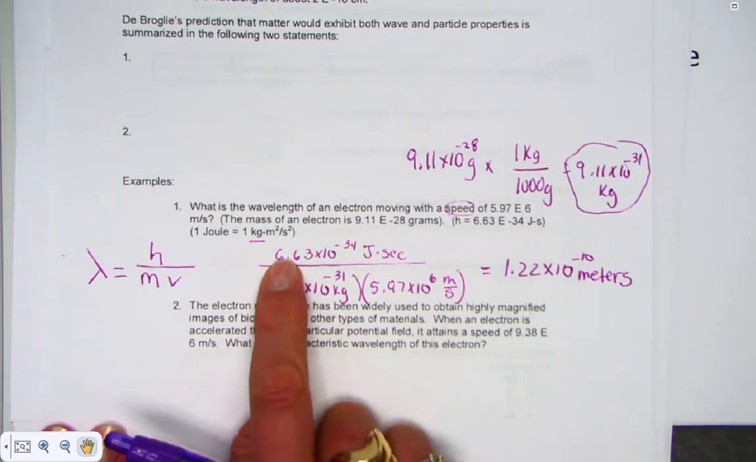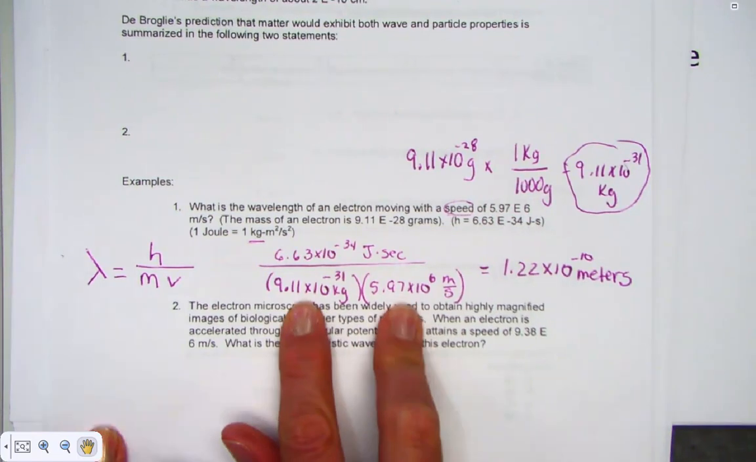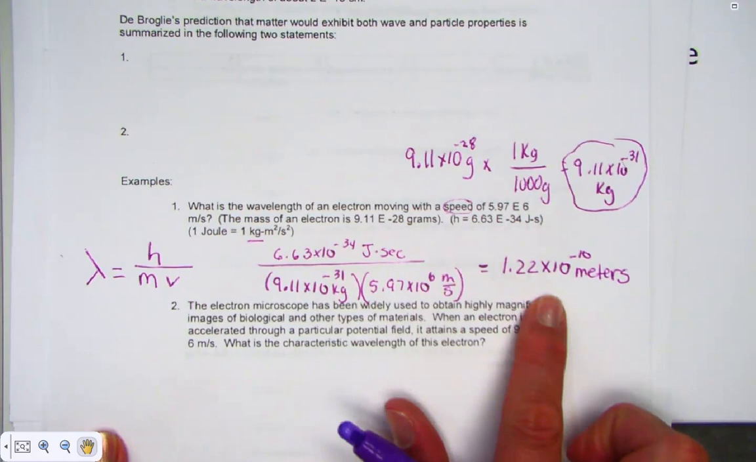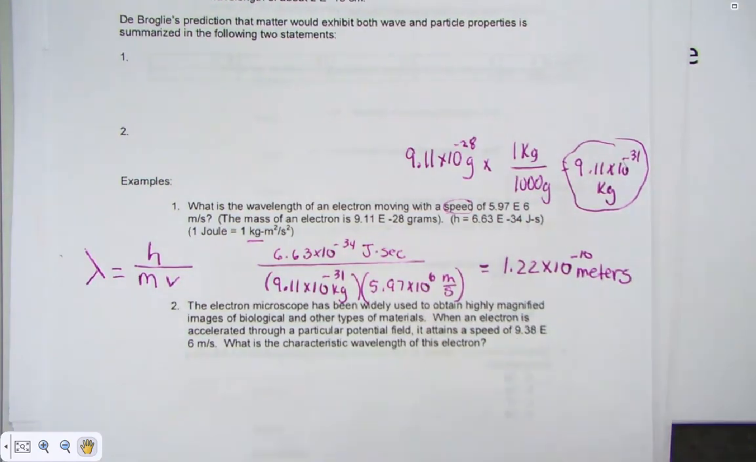Using Planck's constant, dividing by the momentum of our electron, mass times velocity, we measured the wavelength of a moving electron. Electrons are indeed particles. They are so small that quantum mechanics has defined those particles to behave more like waves. Waves, of course, we understand, can be measured in meters.